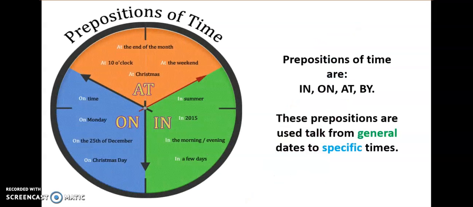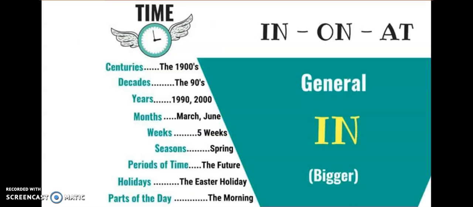So, first of all, the prepositions of time. The prepositions of time are in, on, at, by. These prepositions are used to talk from general dates to specific times. Let's see what I'm talking about.